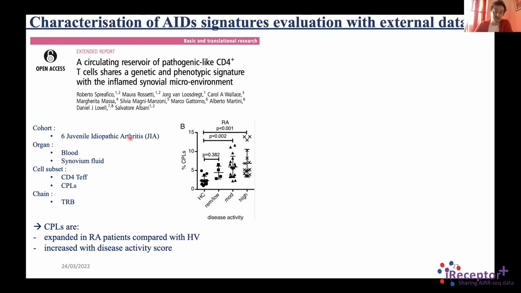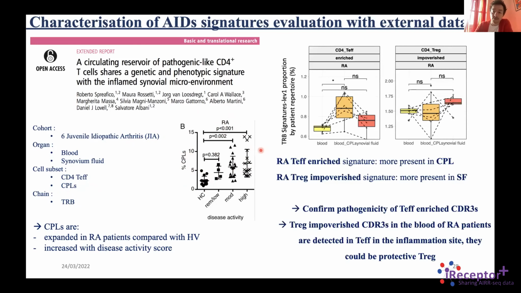And so this is not a rheumatoid arthritis patient, but in the paper they show that these circulating pathogenic lymphocytes are also found in rheumatoid arthritis patients. They are expanded in rheumatoid arthritis patients compared to the healthy volunteers, and this proportion increases with the disease activity. And when we compare our signature in this dataset extracted from this paper, we observe two significant differences.